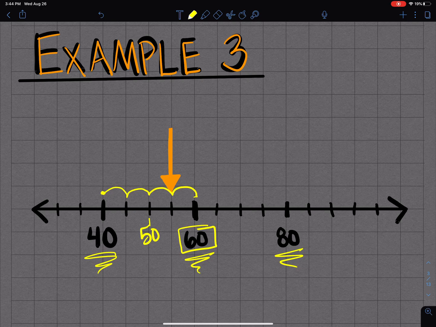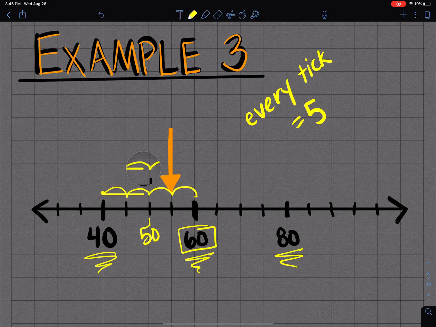So now I have figured out that every tick mark is equal to 5, okay? And then if I start with 40 and count by fives, I get 40, 45, 50, 55. So then I land here at 55, and I know that that's the number that the arrow is pointing to.